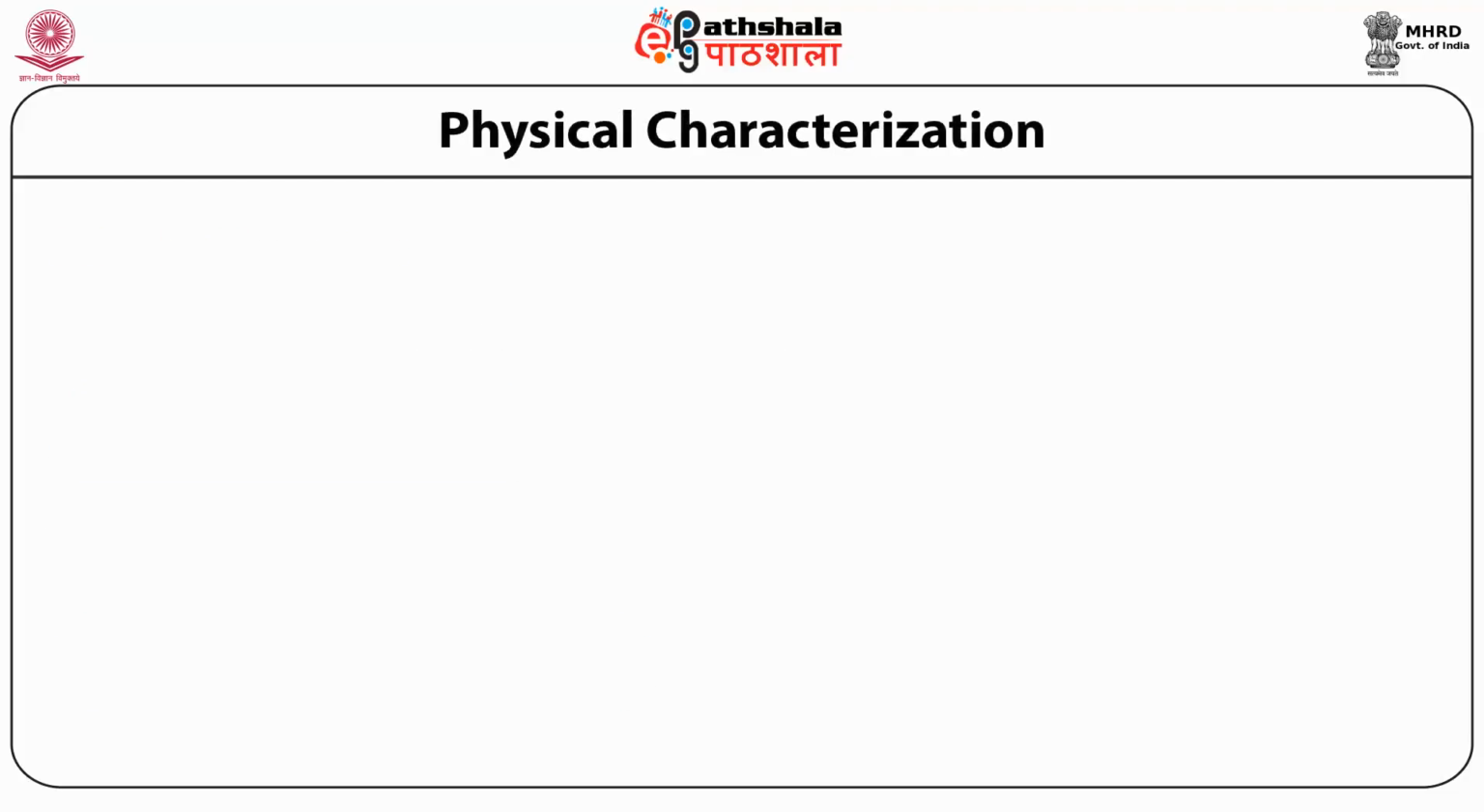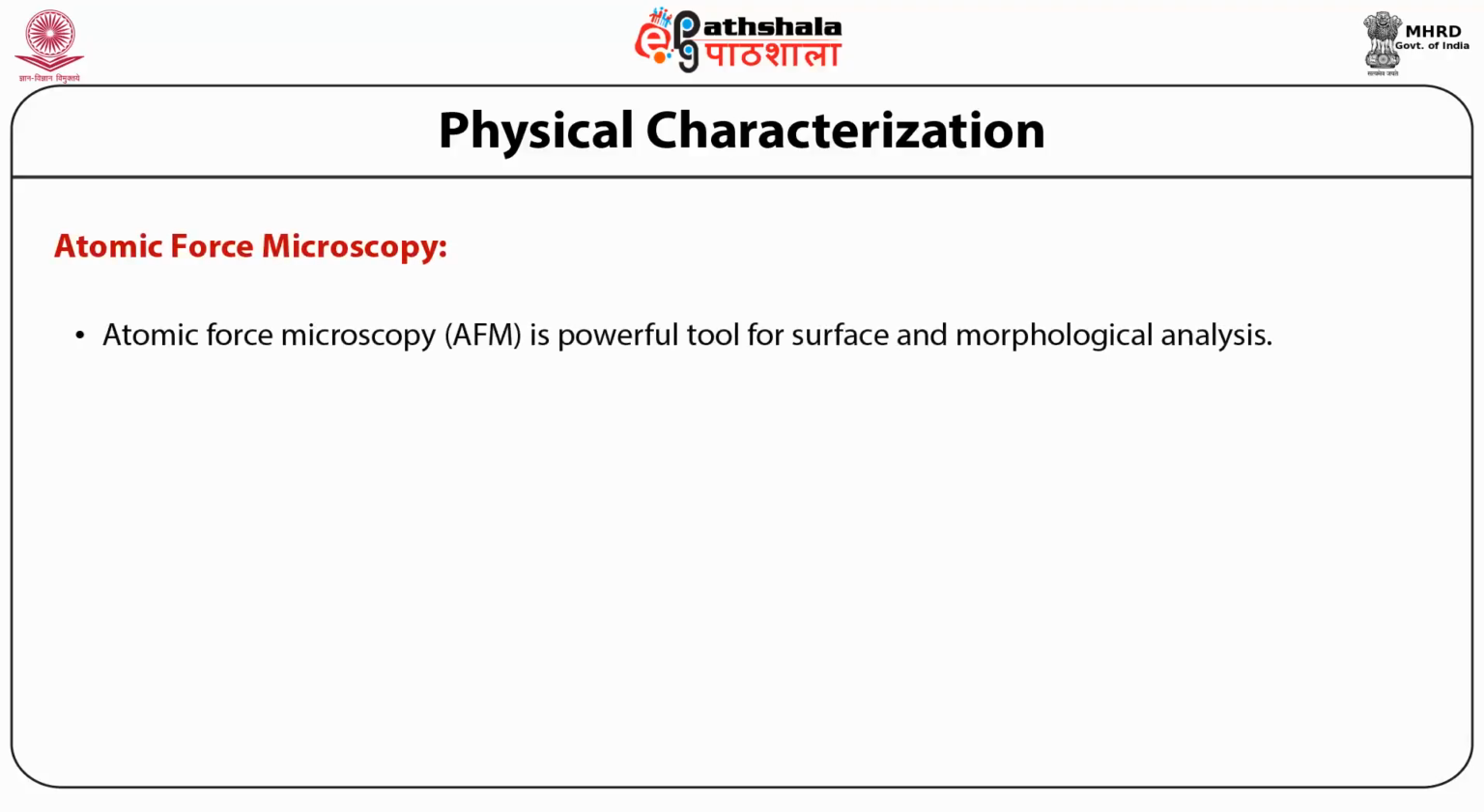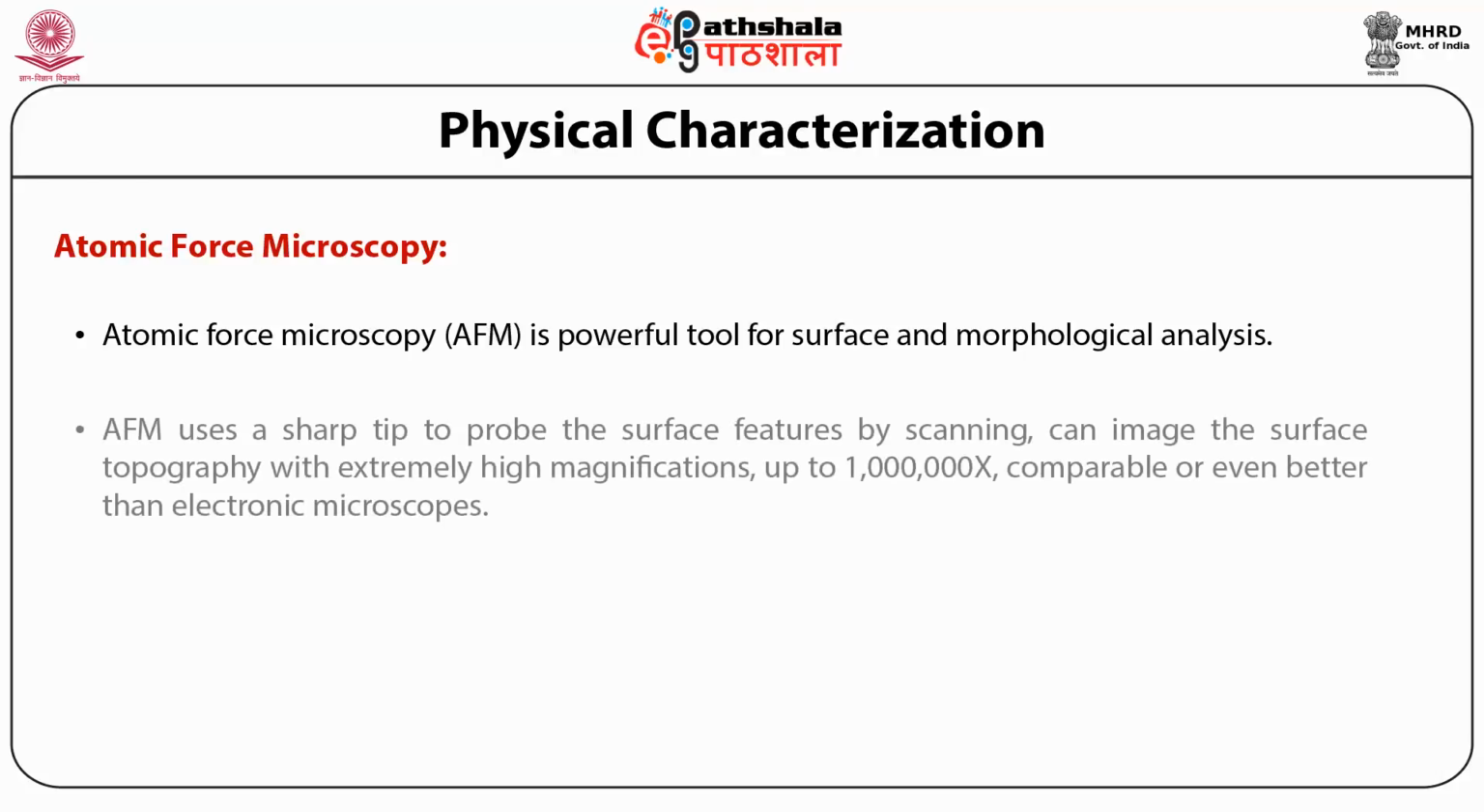Let's start with atomic force microscopy. Atomic force microscopy, that is AFM, is a powerful tool for surface and morphological analysis. AFM uses a sharp tip to probe the surface features by scanning and can image the surface topography with extremely high magnification, up to 1 million x, comparable to or even better than electron microscopes.